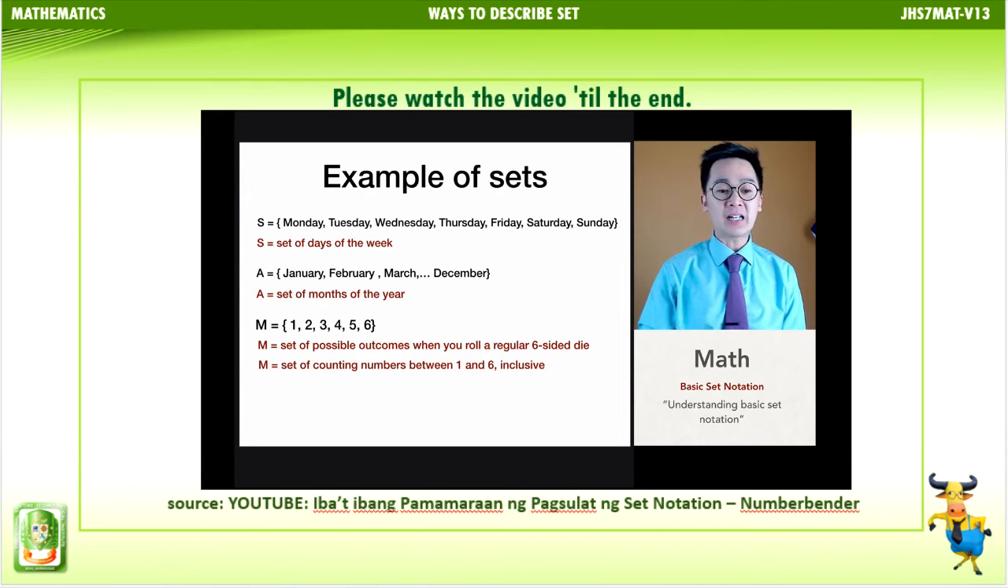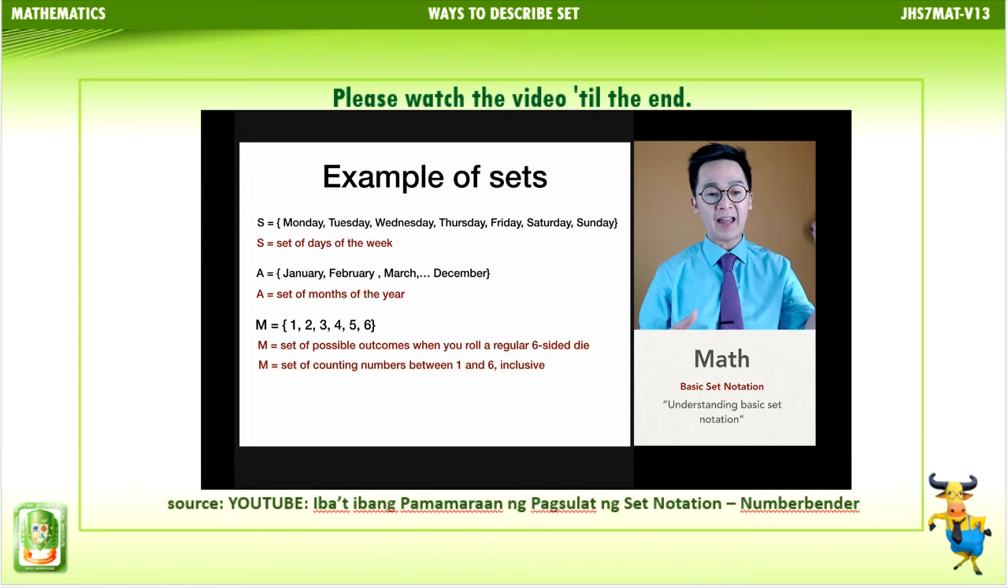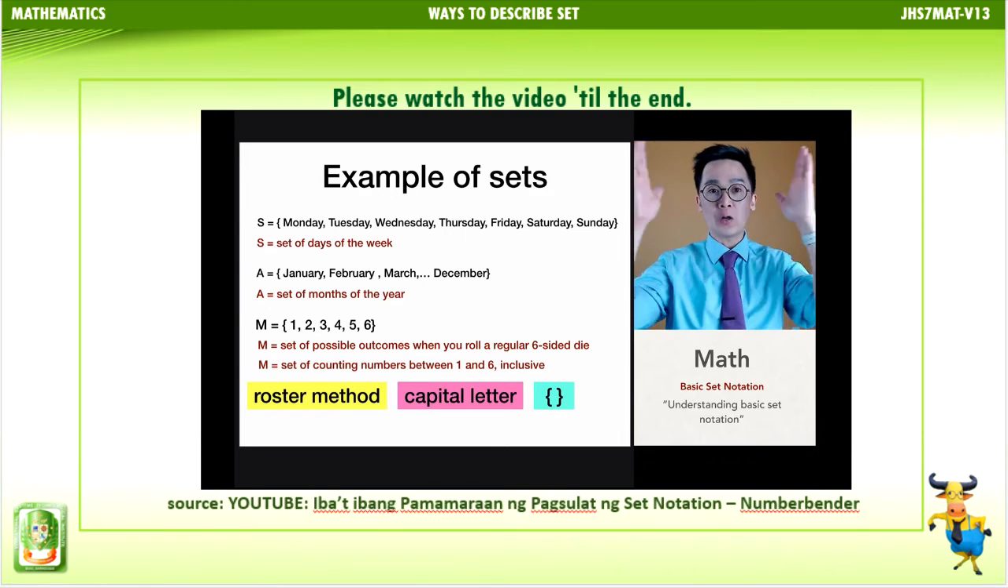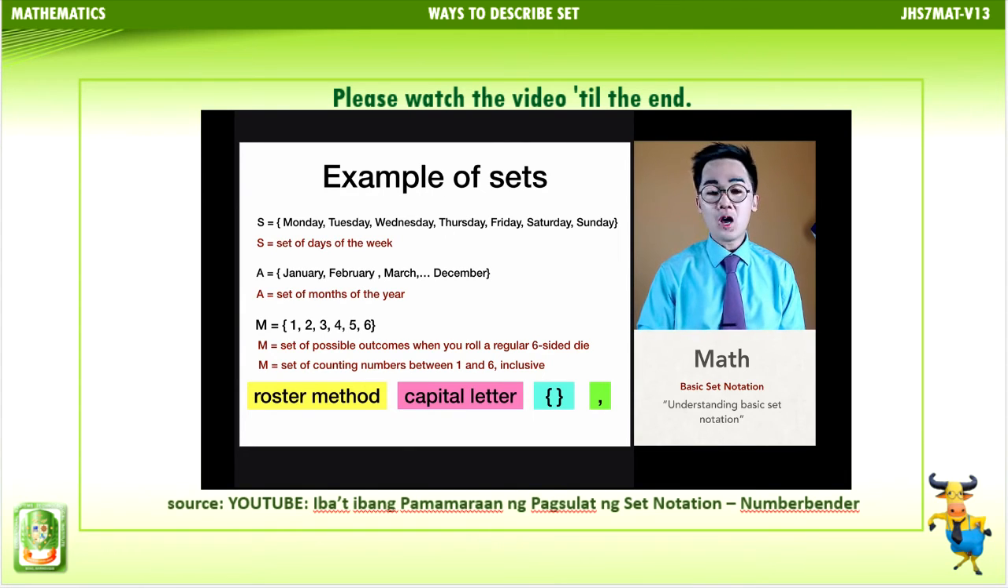So this particular set, kung mapapansin nyo sa tatlong sets, set S, set A, and set M, meron tayong iisang pattern dito sa ating mga set at ang tinatawag natin itong roster method na kung saan nililist natin yung bawat element doon sa ating set. At mapapansin nyo rin na bawat set natin, gumagamit tayo ng capital letter at meron tayong curly braces na kung saan dito natin i-enclose yung mga element ng bawat set. At separated siya by a comma. So ito yung ating standard form kung paano natin gawin yung roster method na tinatawag.